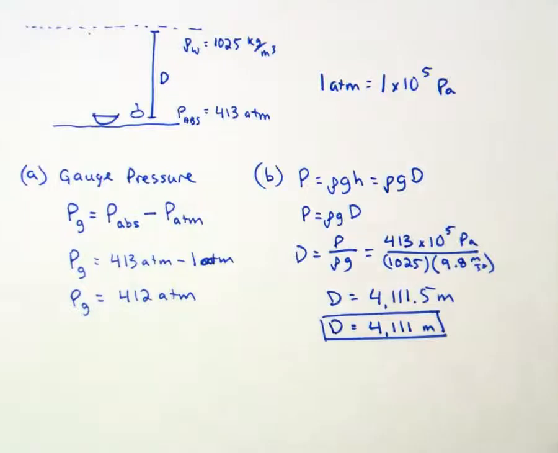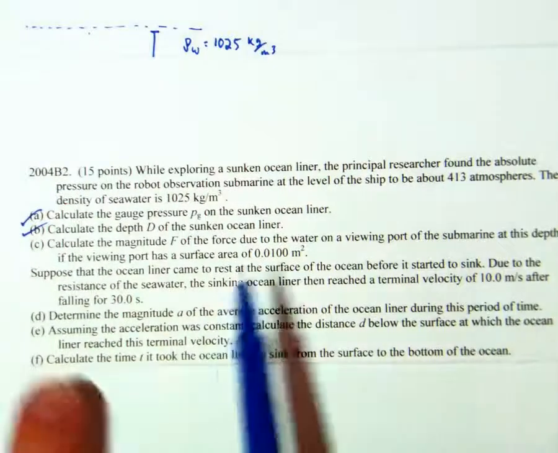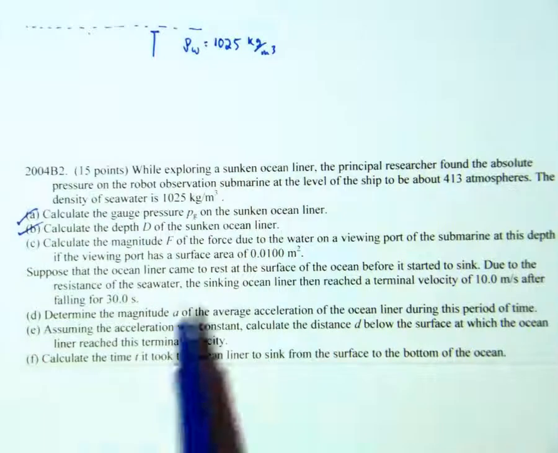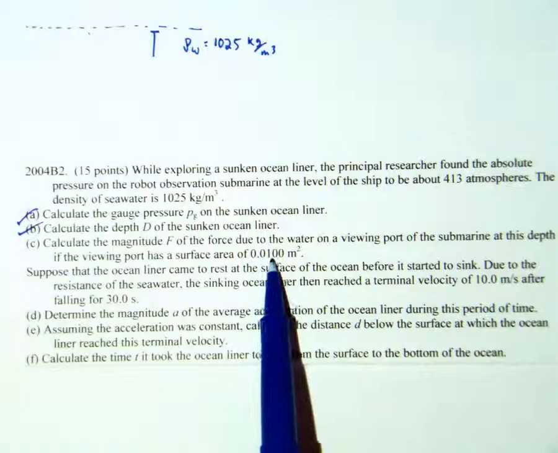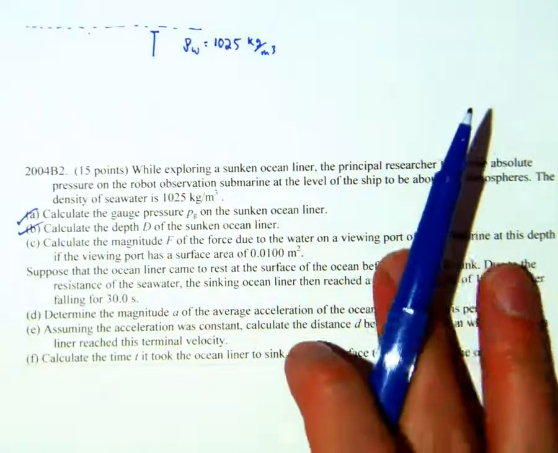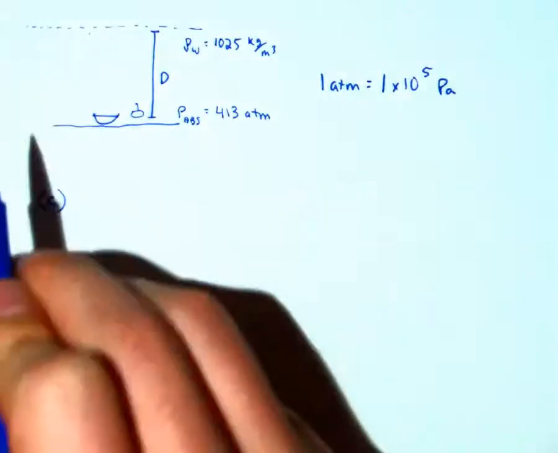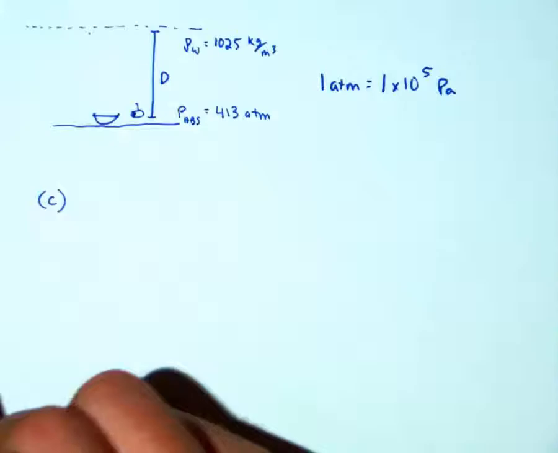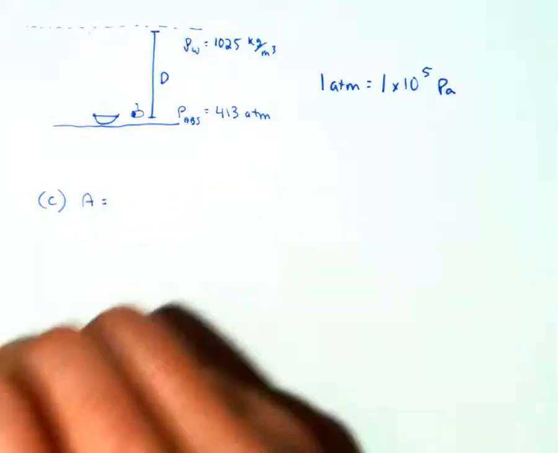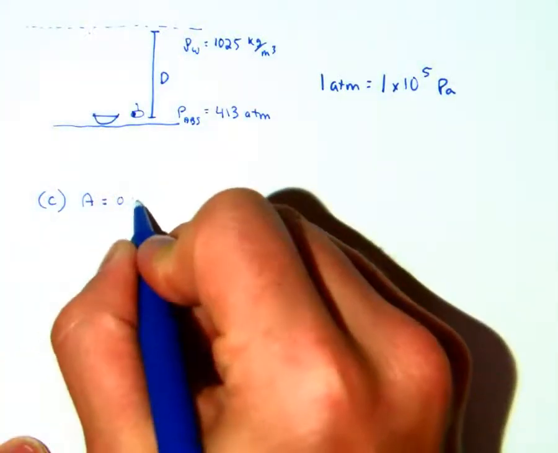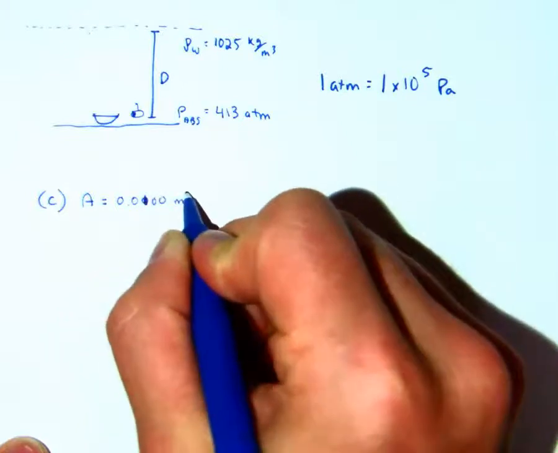Now, let's see what this is asking us to do next. It says, calculate the magnitude F of the force due to the water on a viewing port of the submarine at this depth, if the viewing port has a surface area of 0.0100 meters squared. What is the force on a window of this little submarine if the window has an area of 0.0100 square meters?